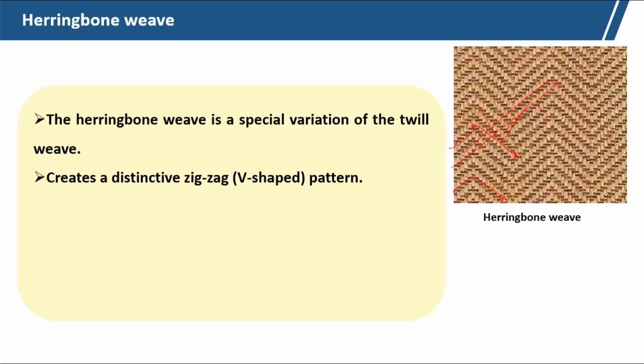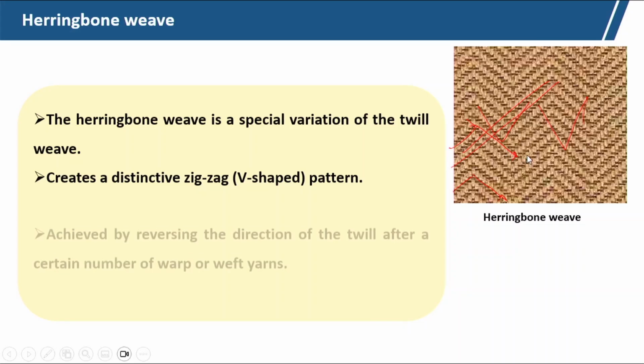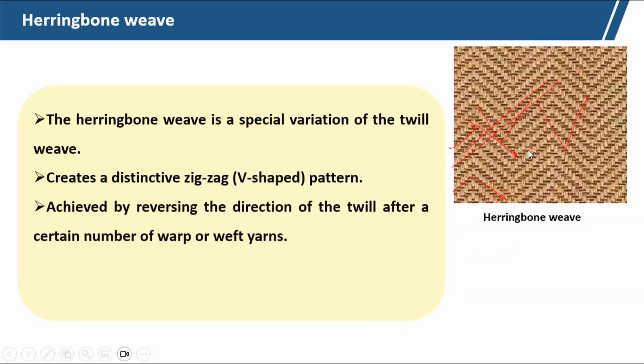So, a V type shape pattern is created. This is achieved by reversing the direction of twill after a certain number of warp or weft. So, after a certain distance, we change the direction of the twill.